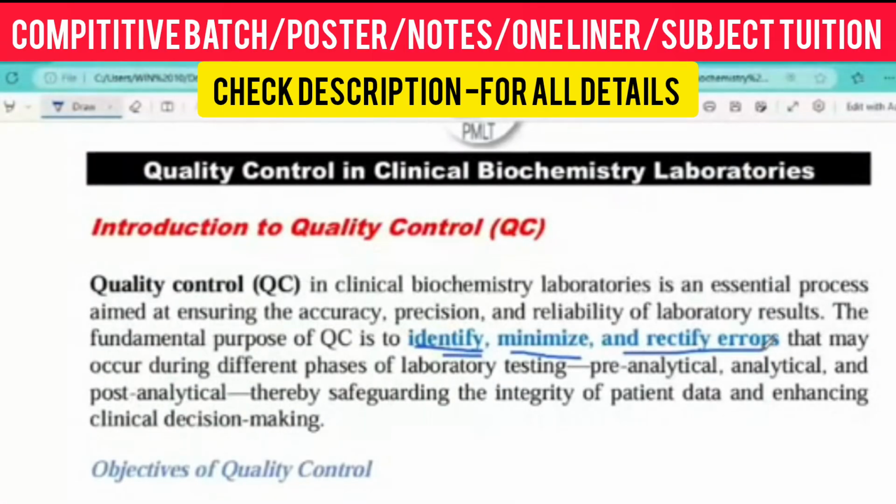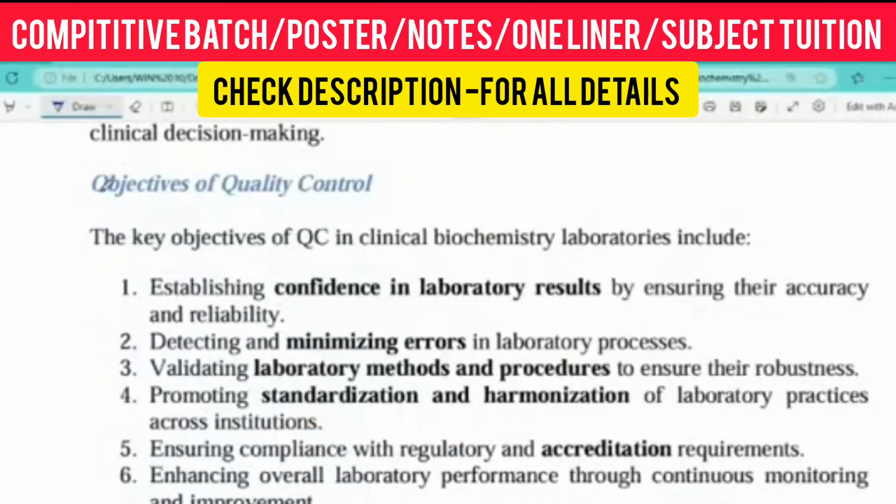Now we are coming to the objective of quality control. What is the objective? We need to understand. The key objective of quality control is establishing confidence in the laboratory result. You have to establish confidence that your result is accurate and reliable for the patient. Getting my point? Secondly, you have to minimize the error. Whenever you minimize the error, the accuracy of the result should increase.